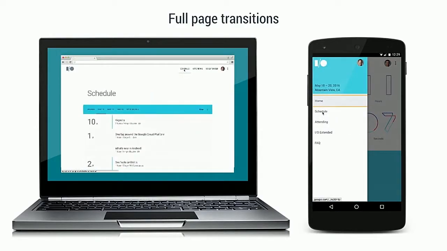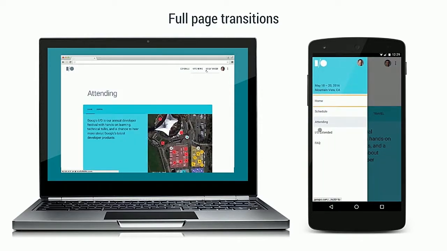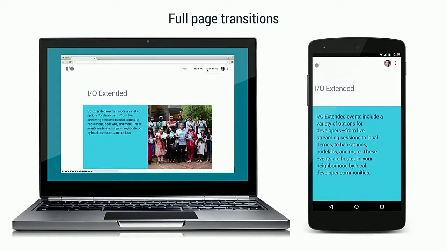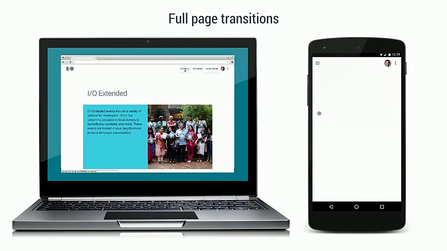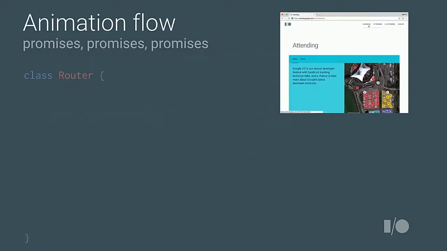The other thing we did with material is these full page transitions. It wasn't enough just to throw somebody on a new page. We wanted to make that purdy, right? So we did that using a couple different things, and I'll talk about how. We have a simple routing system, nothing fancy here, basically just using the history API and popstate events. And when someone hits the back button or goes forward, we run this magical page transition method.